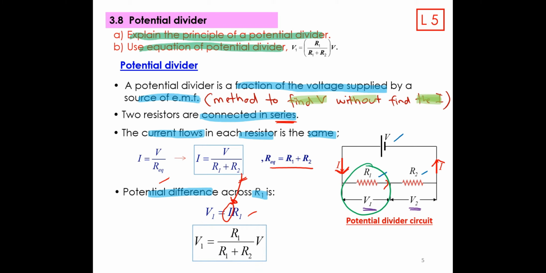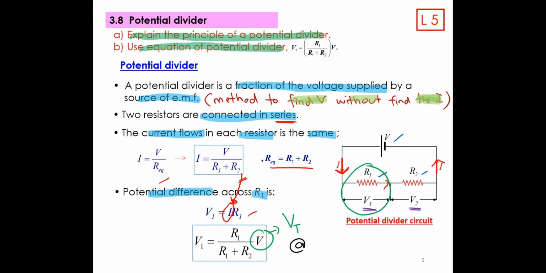Now your equation becomes V1 equals R1 over R1 plus R2 times V. This V is our total V, the total V from the battery. Or you can see it like this, I make it simple.